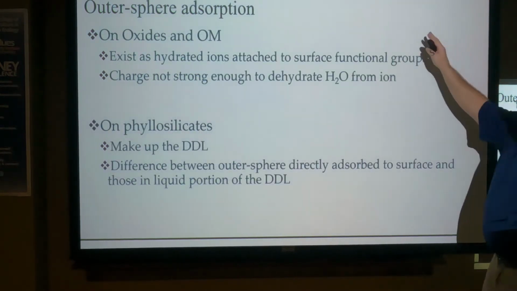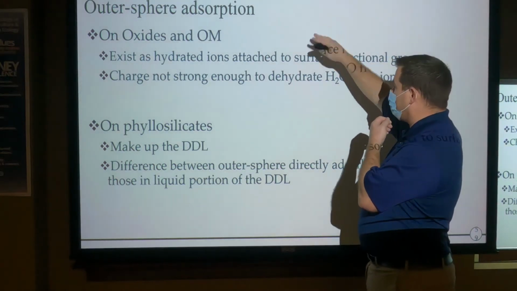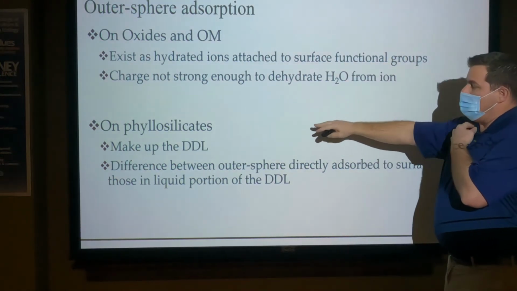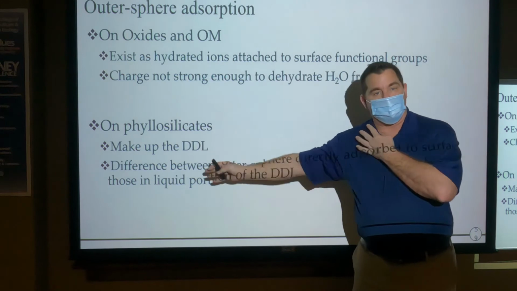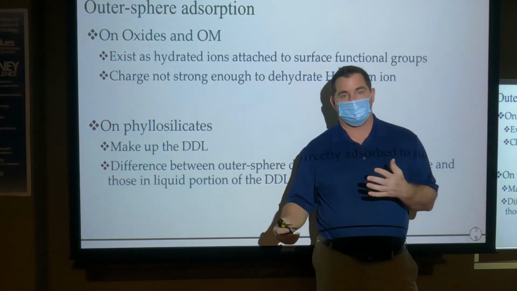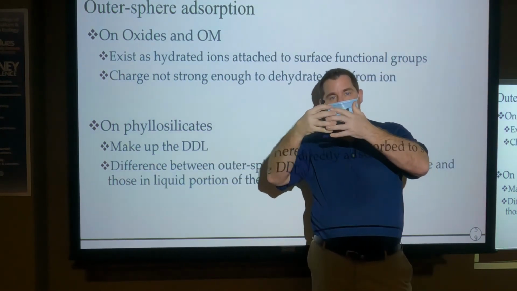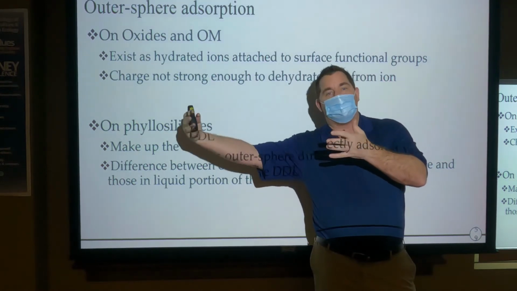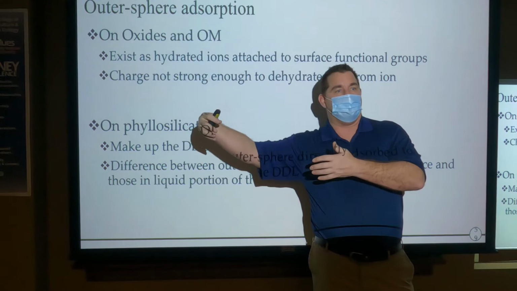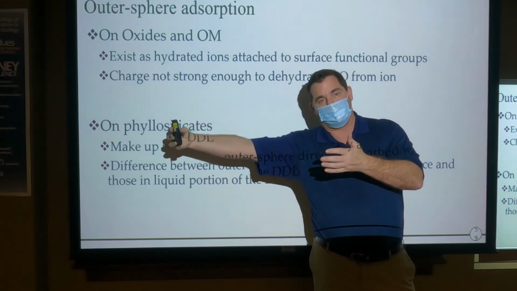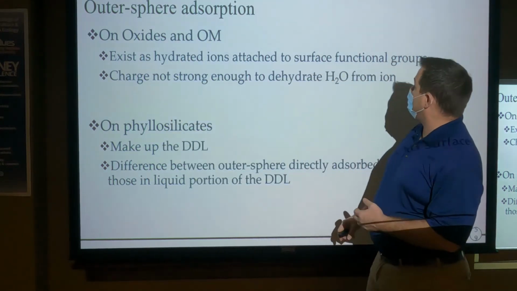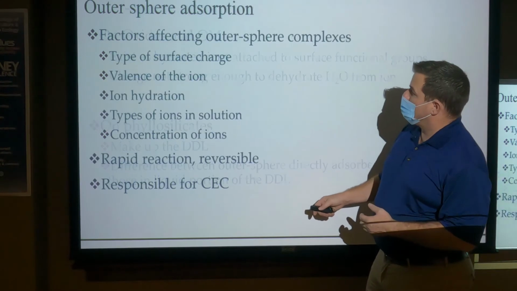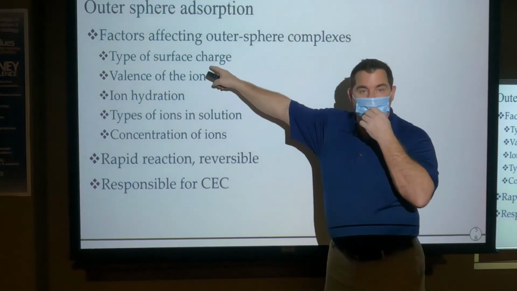We can have some attachment to oxides in organic matter. And then there's this diffuse double layer that I talked about in the very first lecture, where we have all of these ions that are together, and that's going to depend on how strongly they're attracted to that hydroxylated surface of that tetrahedral layer, which goes back to the type of surface charge.